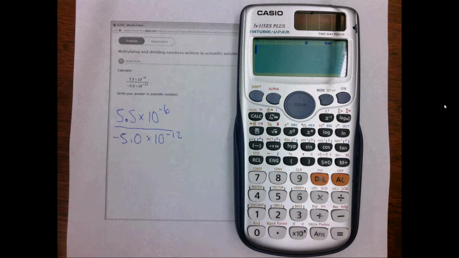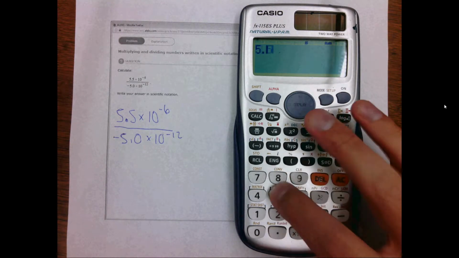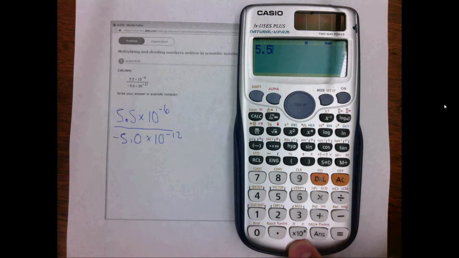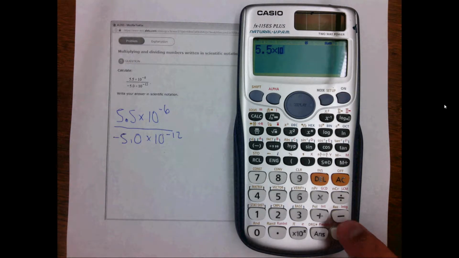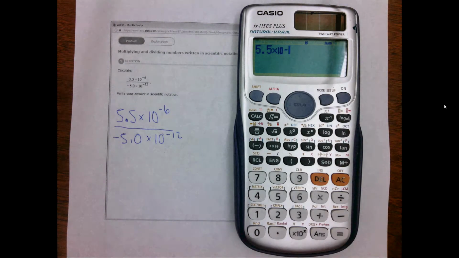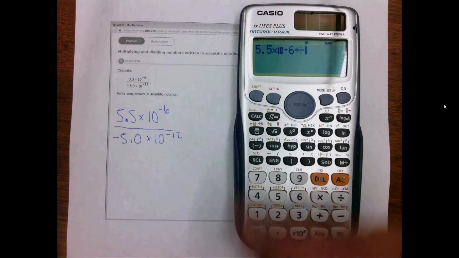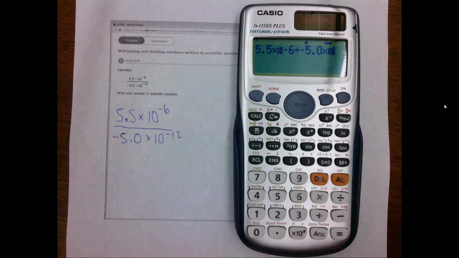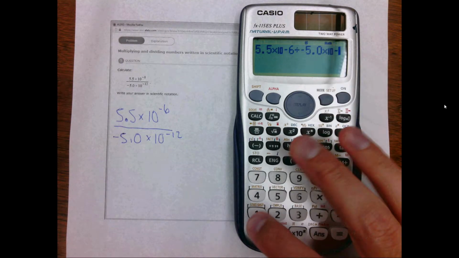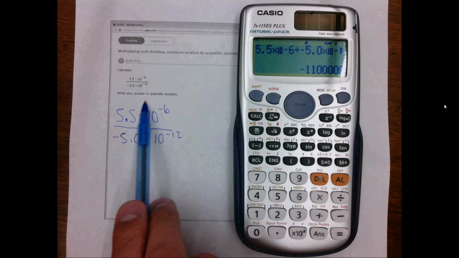On a Casio calculator, we want to first type in the number 5.5, and then this is the scientific notation key, so we click on that. Then to put in minus 6, so now we have times 10 and we want to put 10 to the minus 6. Don't use the minus key, use the negative key, and then type in 6. Now we want to do divided by. Again, we want to use the negative key, not the minus key, to make this negative. 5.0, 10 to the x, minus 12. Hit enter.